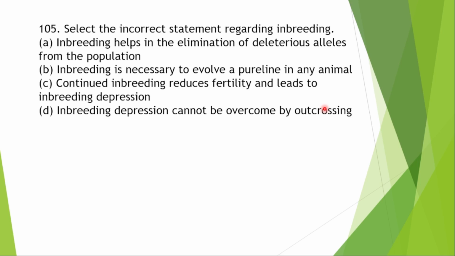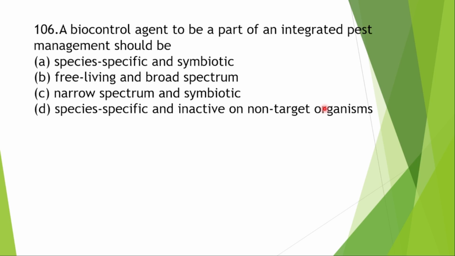So here the right option is option A. Next, 106. A biocontrol agent to be a part of an integrated pest management should be species specific and symbiotic, free living and broad spectrum, narrow spectrum and symbiotic, species specific and inactive on non-target organism. Here the right option is option D.